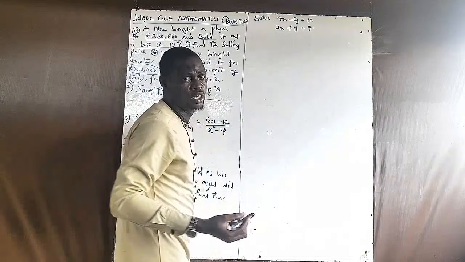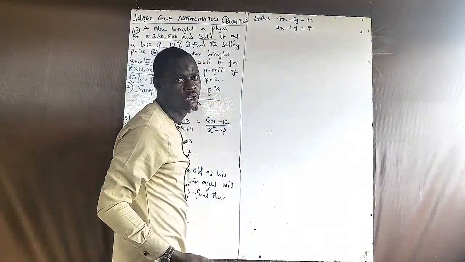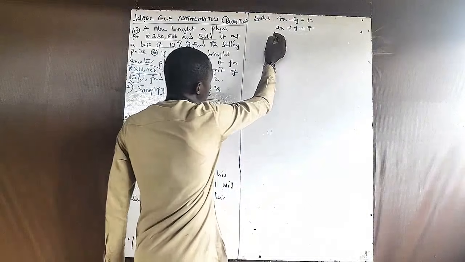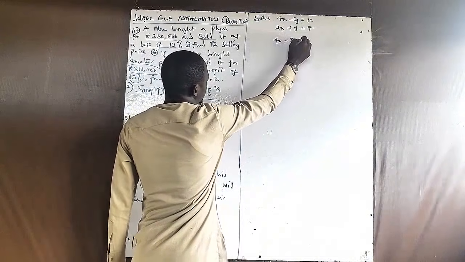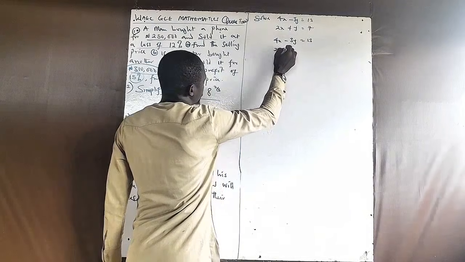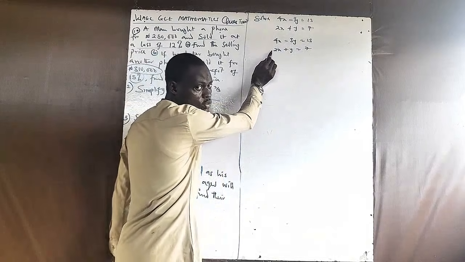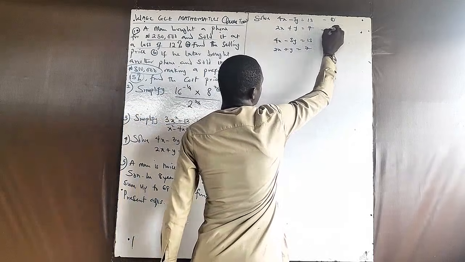In eliminating, that means you need to make the coefficient of one of these variables equal. Now, either making x equal or making y equal. If I'm making x equal, I'll be having 4x minus 3y equals 13, and I have 2x plus y equals 7. Let me say this is equation 1, this is equation 2.